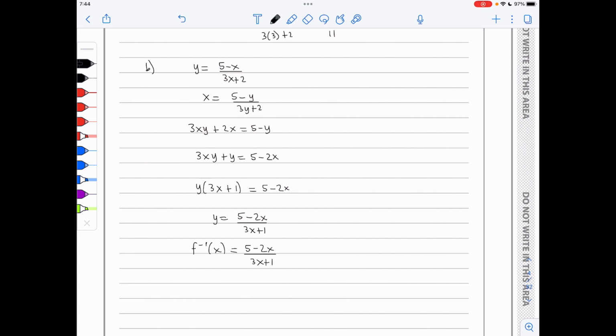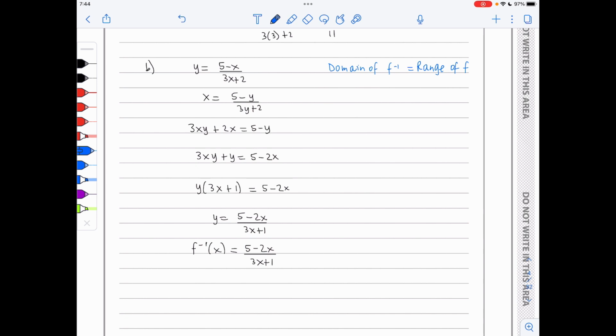However, this is not the end of the story. We still need to find the domain of f inverse. And we start by noting that the domain of f inverse is the range of f. So I will actually sketch f(x) and identify the range of f in order to get the domain of f inverse. Now this is the expression for f(x).